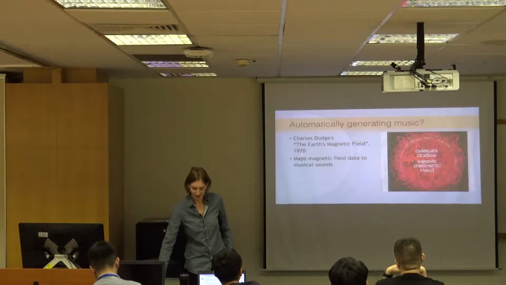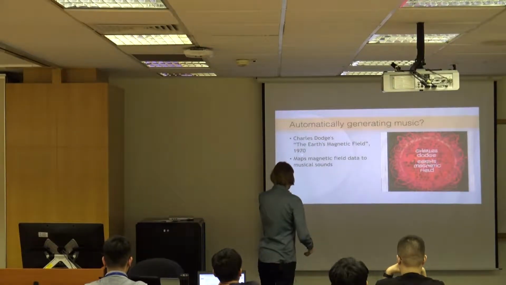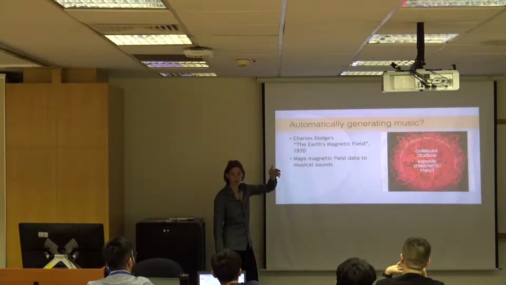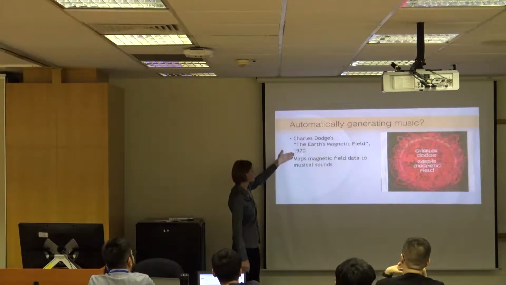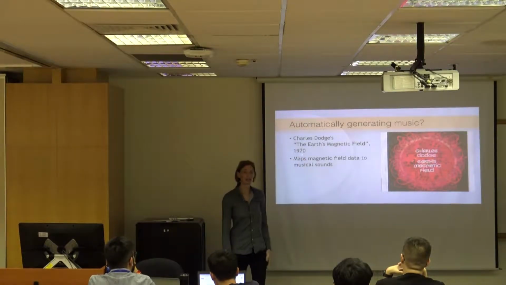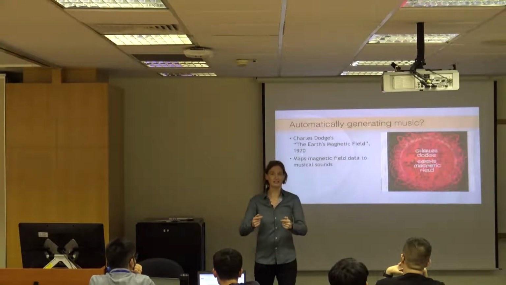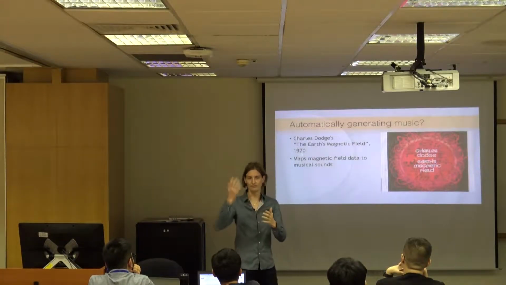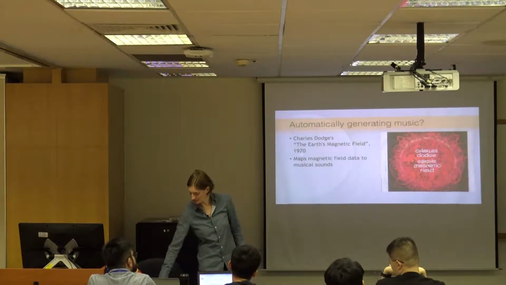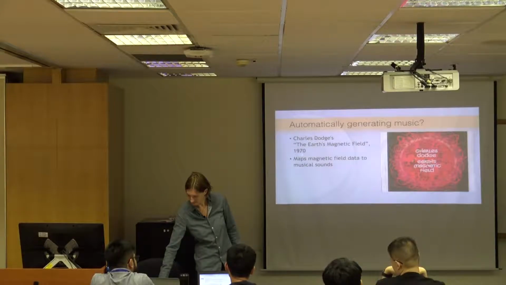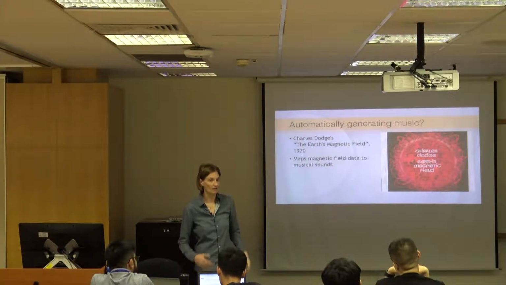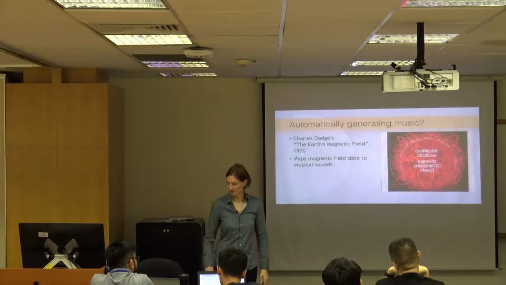There's a bunch of other of these avant-garde composers who've done things like this. There's Charles Dodge, another composer. So they're not computer scientists, of course. He made a composition called The Earth's Magnetic Field. So he just assigned sounds to a recording of magnetic fields of the Earth. Also sounds very random. And it's nicely sounded electronically as well.